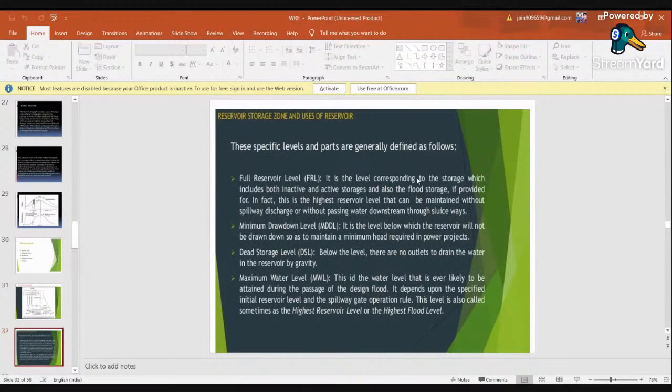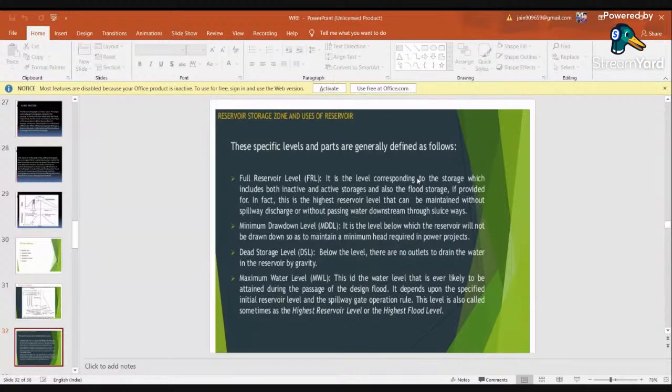Here I have mentioned two definitions. The first one is the full reservoir level. It is the level corresponding to the storage which includes both inactive and active storage and also the flood storage if provided for. In fact, this is the highest reservoir level that can be maintained without spillway discharge or without passing water downstream over the spillway.